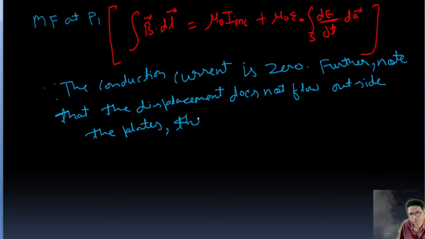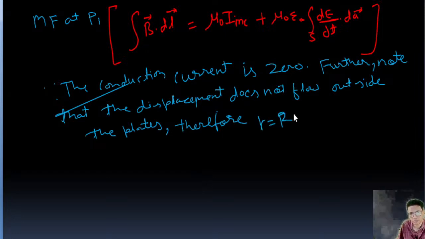Therefore, small r equals capital R on the right hand side, and r equals R1 on the left hand side. This you need to understand.